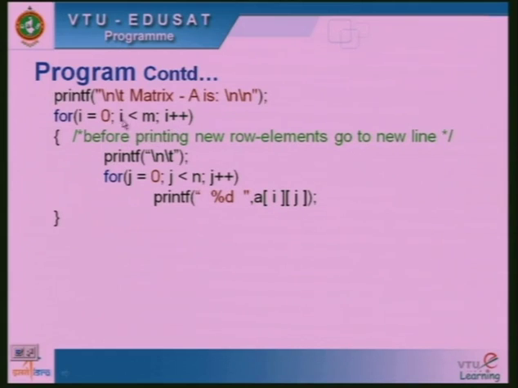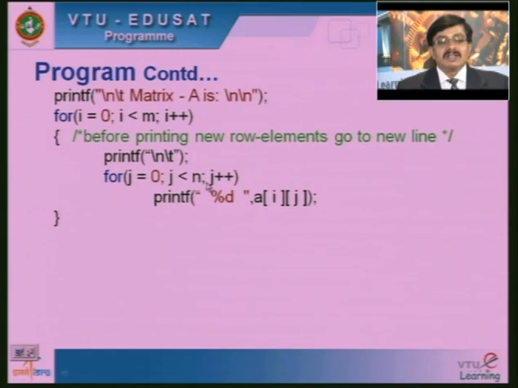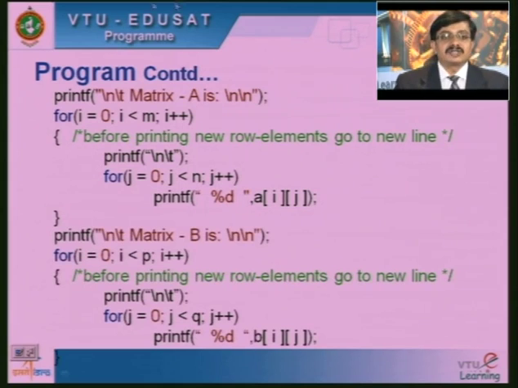So here for I is equal to 0, I less than m, I plus plus, you take the row and then you take the column elements, and you display them in an appropriate way. Whenever you are going to a new row, you go to a new line, take a tab space and print the elements in an appropriate way. Similarly, you have to print the elements of matrix B.